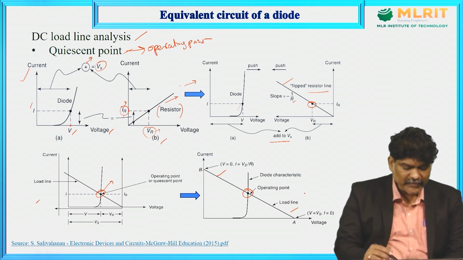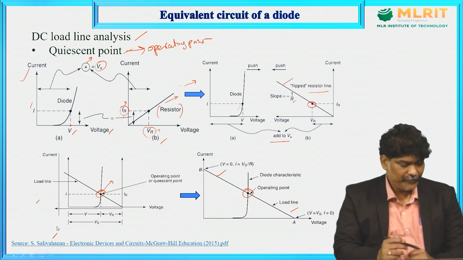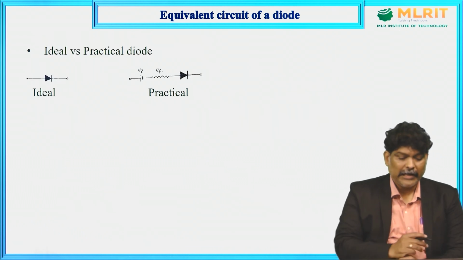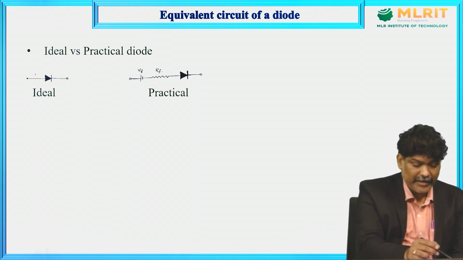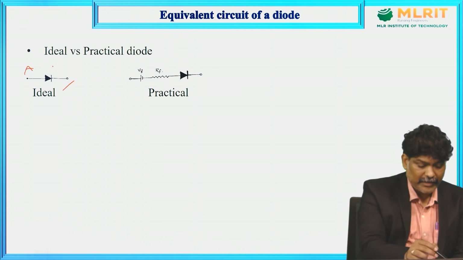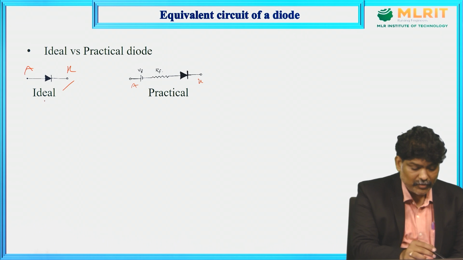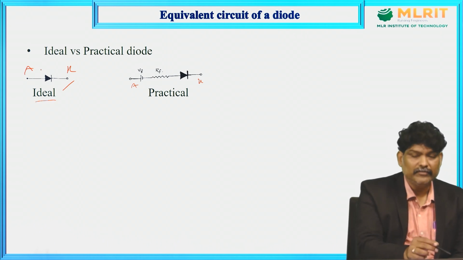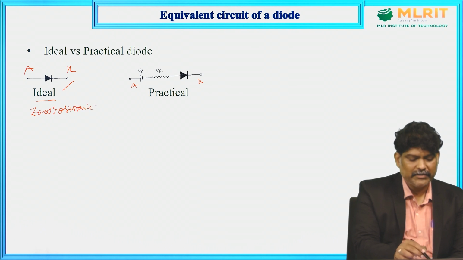All of this material is from Salivahana. Now let us see the difference between an ideal and a practical diode. Here this is the ideal diode, with anode and cathode, and here the anode and cathode. In an ideal diode, a large current will flow. Large current means less resistance, almost zero resistance, because in an ideal diode there is no restriction.